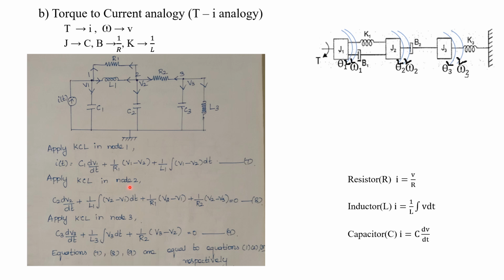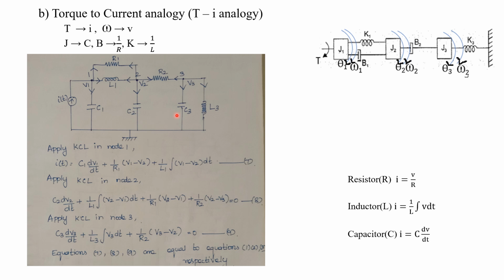In node 2, when we apply Kirchhoff's current law, what about the incoming current? None of the incoming current, isn't it? All are outgoing currents. 4 currents are outgoing currents. So the sum of all the outgoing currents will be equal to 0. Now we have to write the formula for each and every current. So here first we can write the current for the C2.